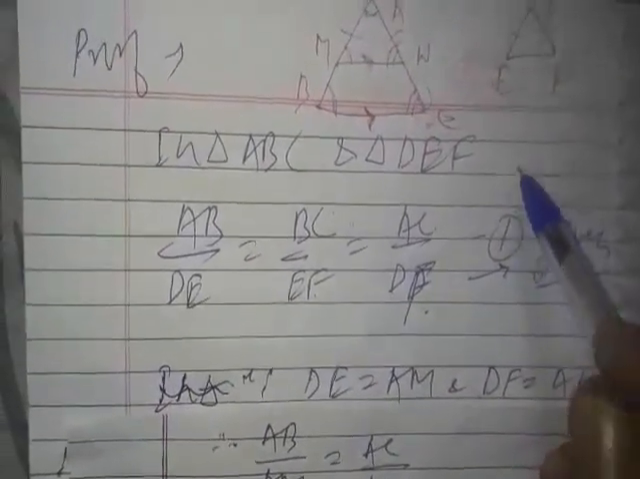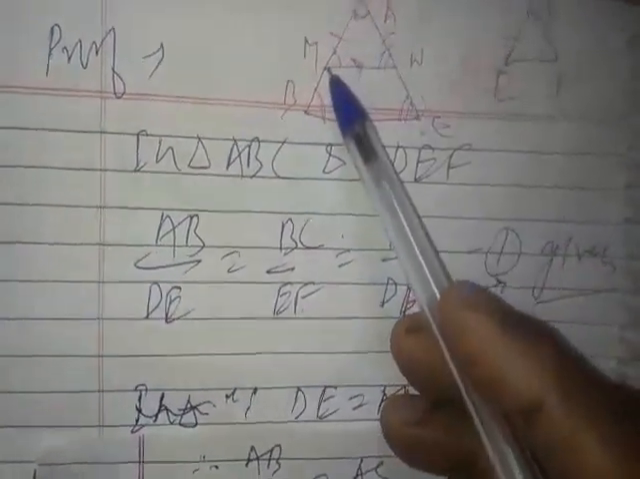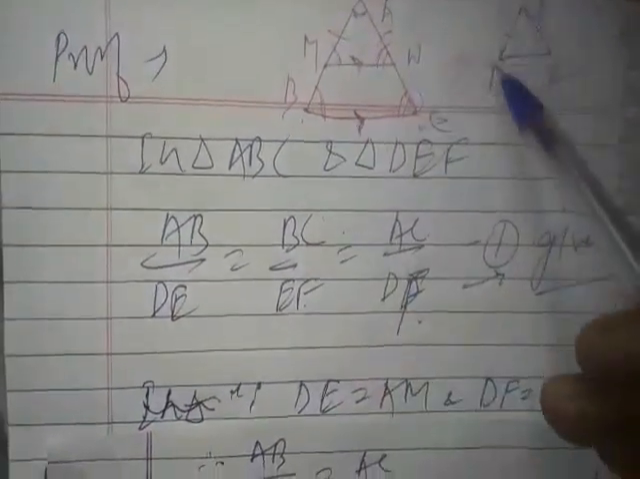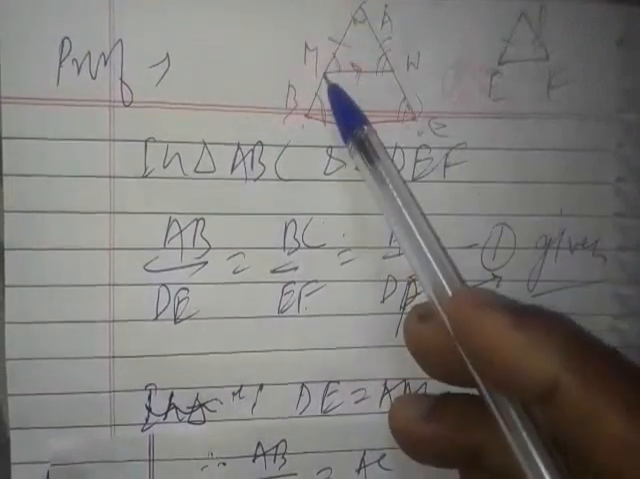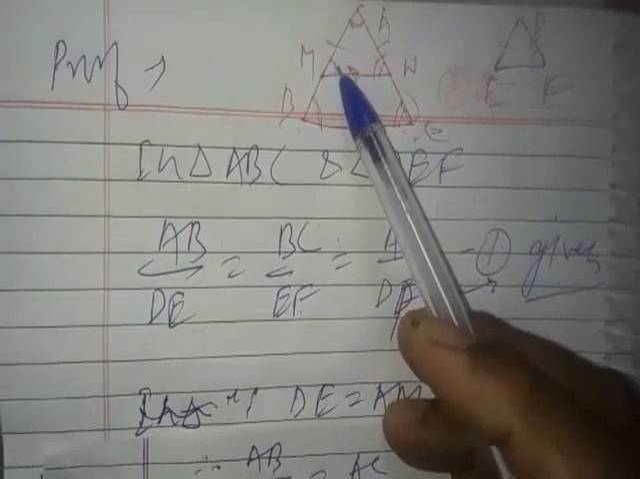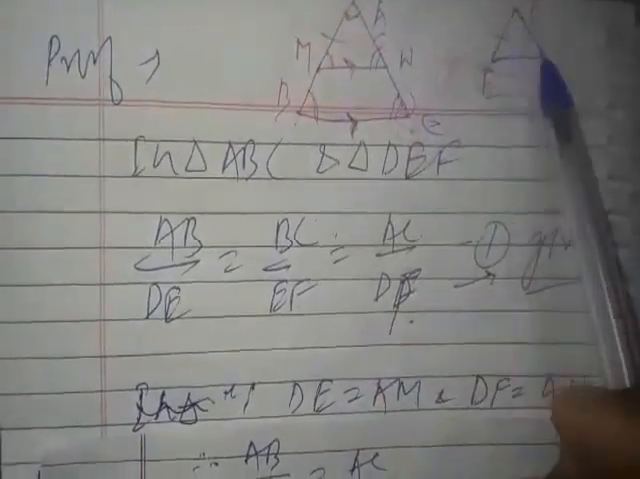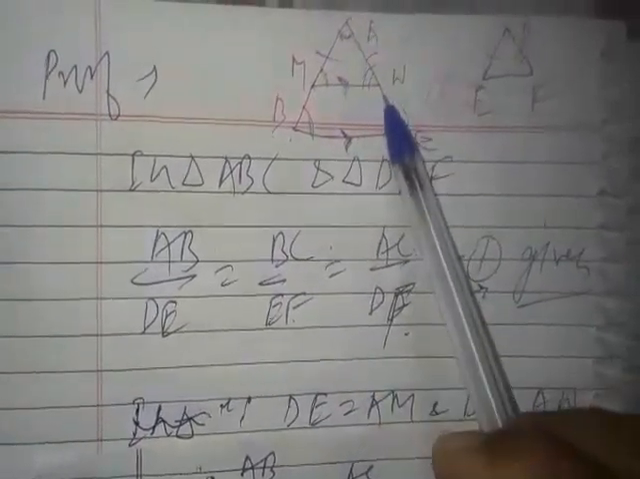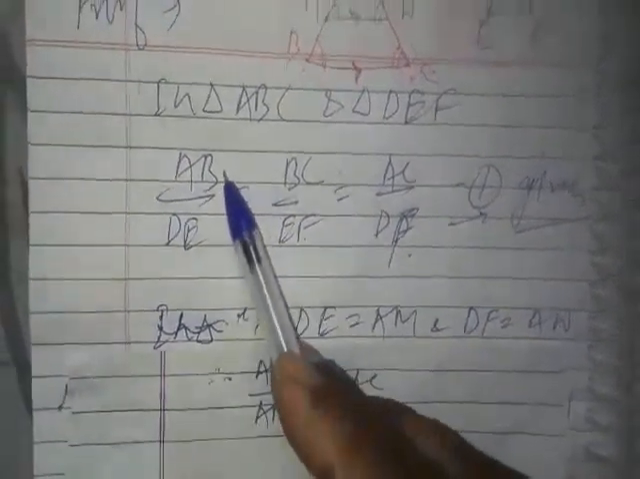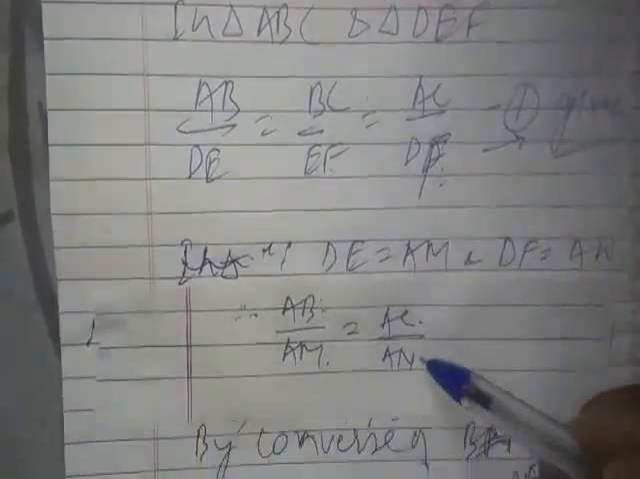Now for DE we can take AM in AB. AM and DE are equal to each other, as taken by our construction. And in construction again, we will take in AC, AN is equal to DF. Now, for the ratio of AB by DE, we can write AB by AM. And for the ratio of AC by DF, we can write AC by AN.